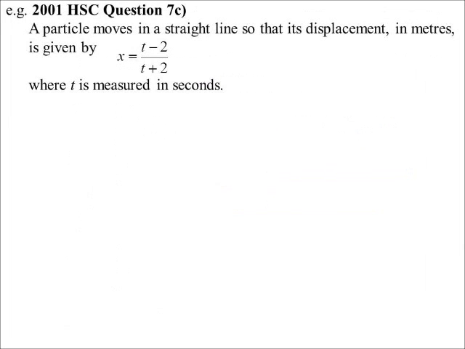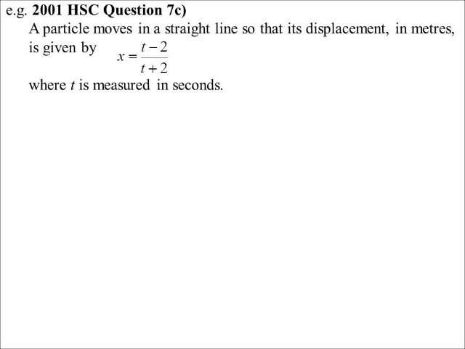Here's the 2001 question. So here's an interesting path of a particle. X equals t minus 2 on t plus 2. What does this tell you about the particle straight away? It can never be at negative 2 seconds. I suppose that makes sense. If we're starting at 0, it'd be a bit hard to get to negative 2 because you can't have 0 on the bottom of the fraction.